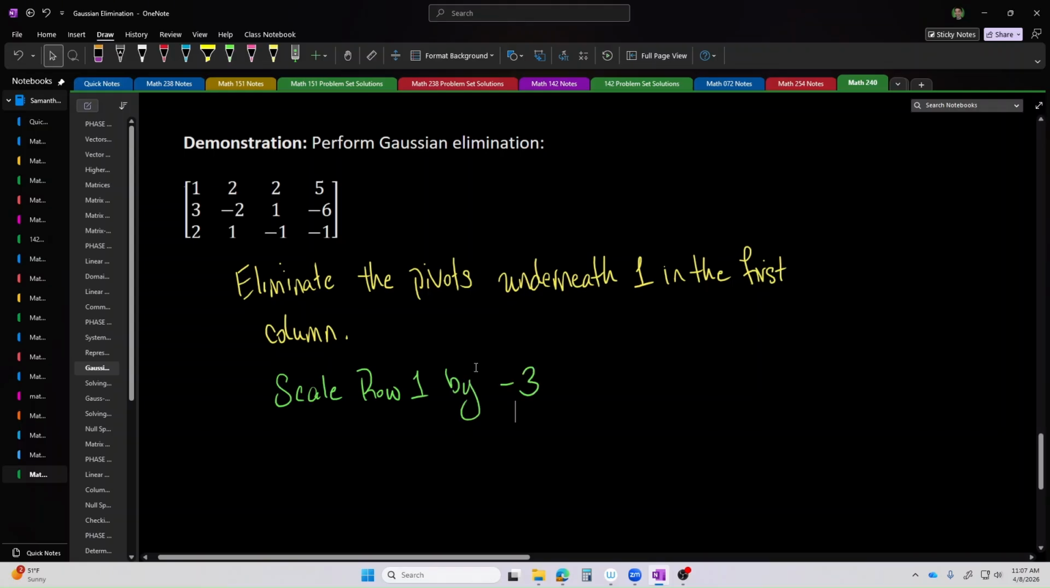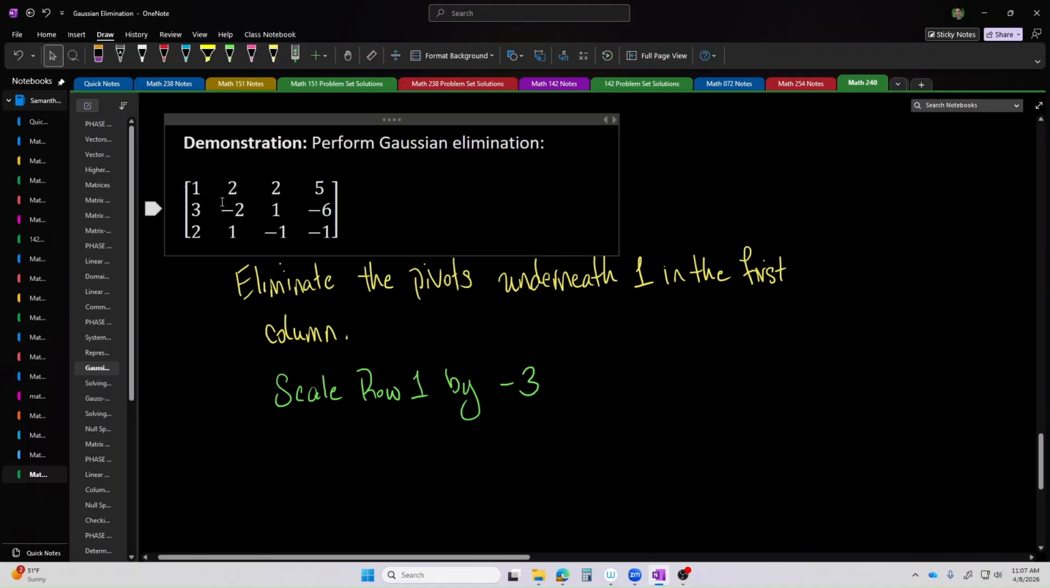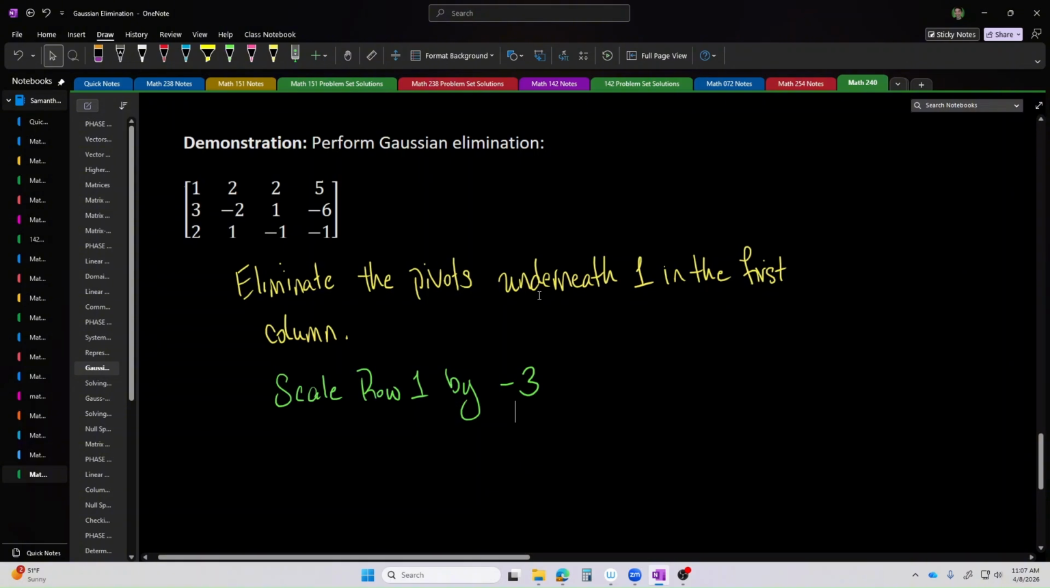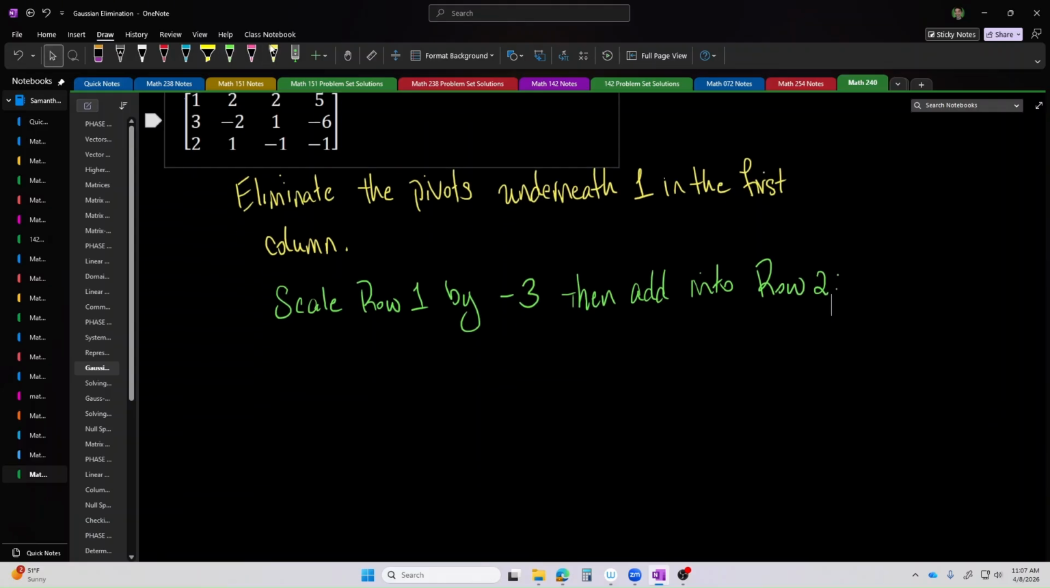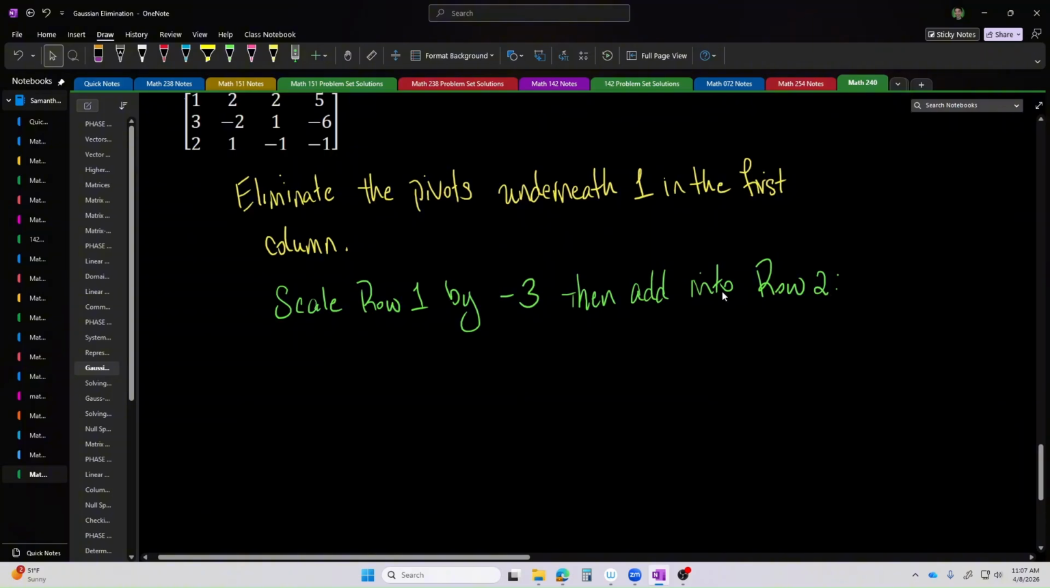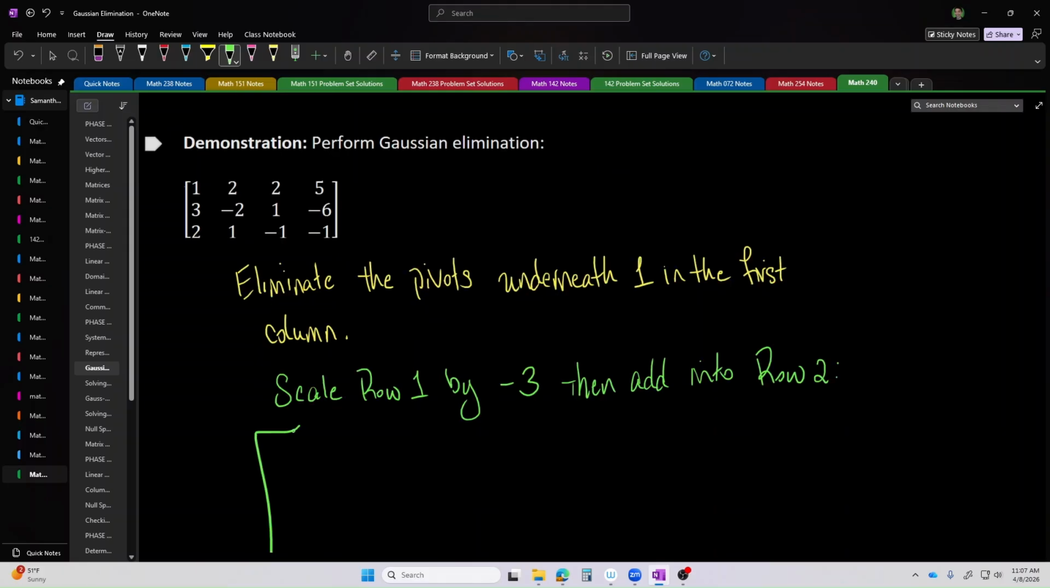I can scale row 1 by minus 3 because that's going to turn this first entry into a negative 3. And that negative 3 and that positive 3 will become opposite terms that cancel out when we add the rows together. So scale row 1 by minus 3 and then add into row 2. Now, for the sake of compactness, for the sake of simplicity, I'm going to do both of these actions in exactly the same step here. So 1 times negative 3 plus 3 results in 0 as desired.